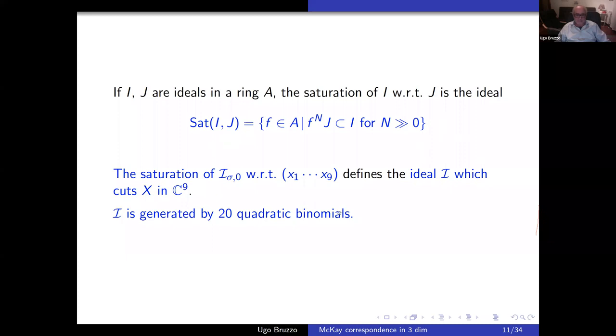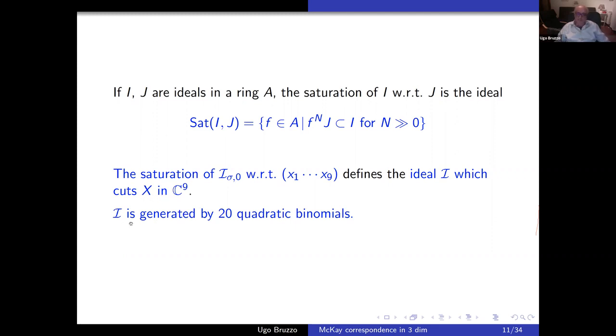And then general theory says that from the ideal which we obtain using a Hilbert basis of the semigroup, you have to saturate with respect to the ideal generated by the product of all variables. Okay, and you get a new ideal. This is the ideal which picks up the component which corresponds to our affine variety, which is C3 mod Z4 in this case.